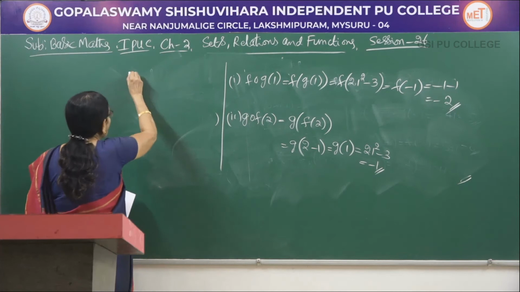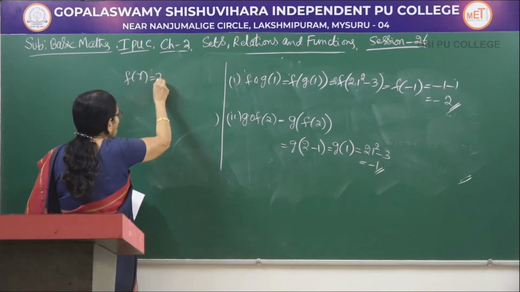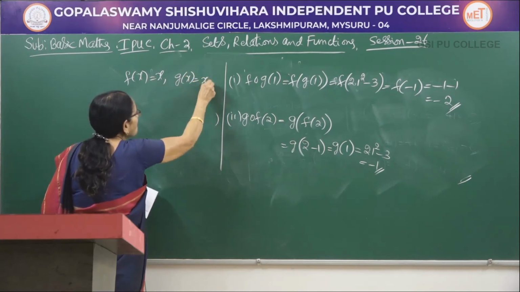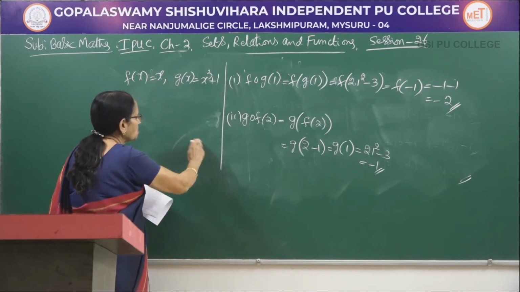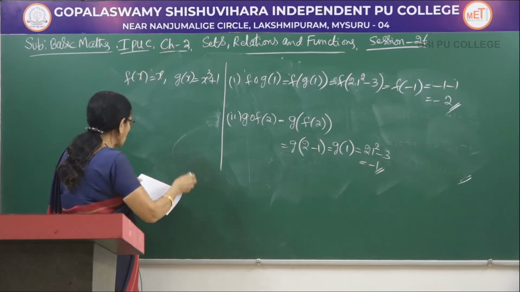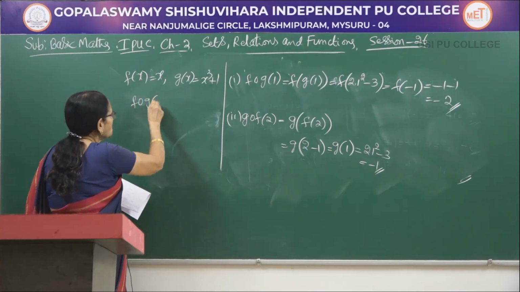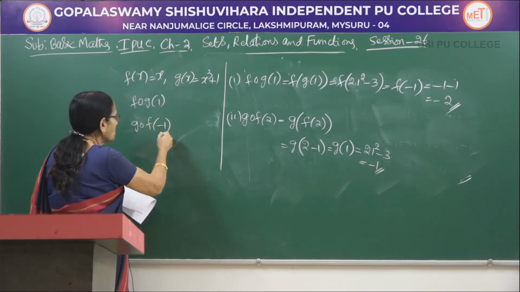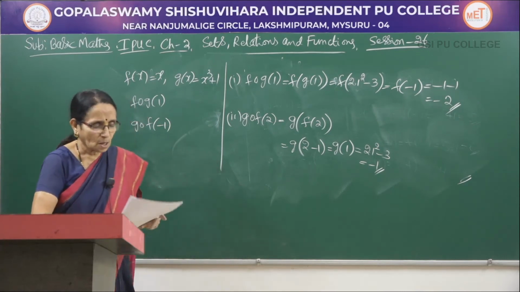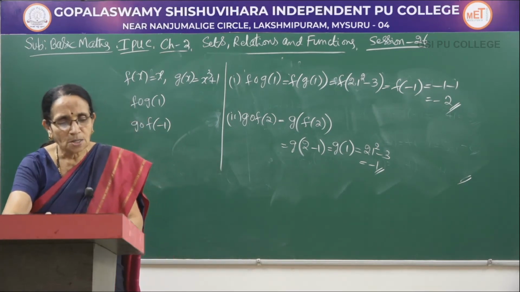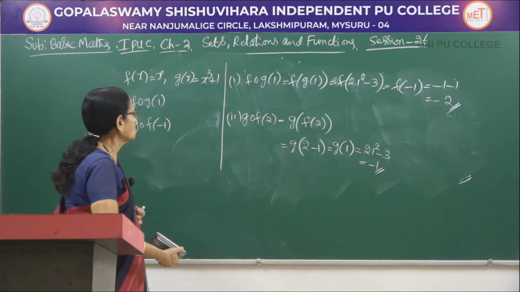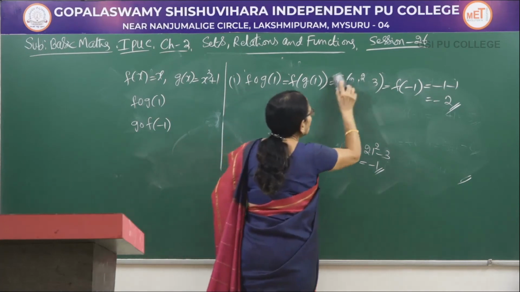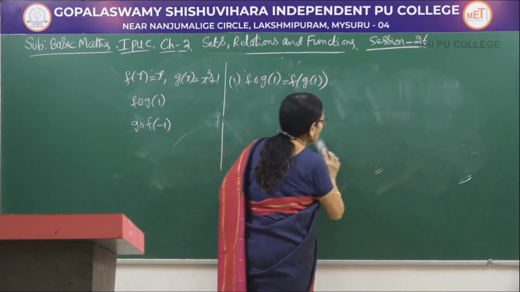Now, another problem which is defined differently. f of x equal to x and g of x equal to x cube plus 1. You have to calculate f o g of 1 and g o f of minus 1. So, here I am giving you the negative number. So, while substituting you have to be careful.